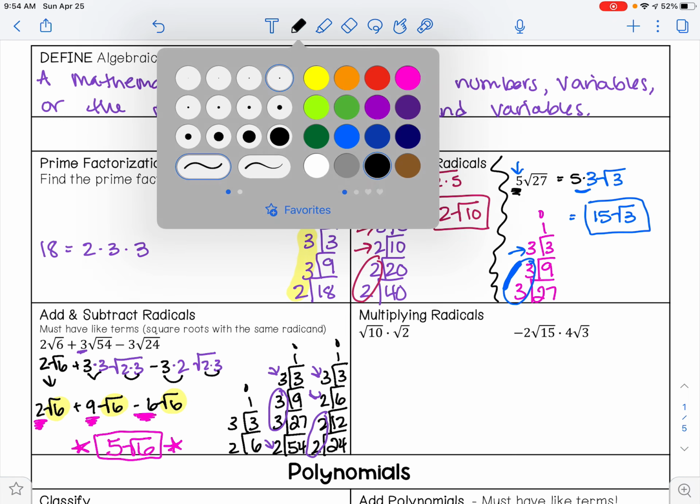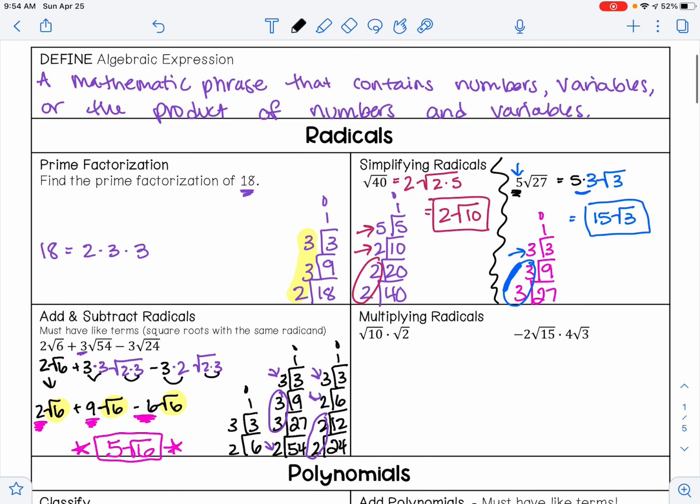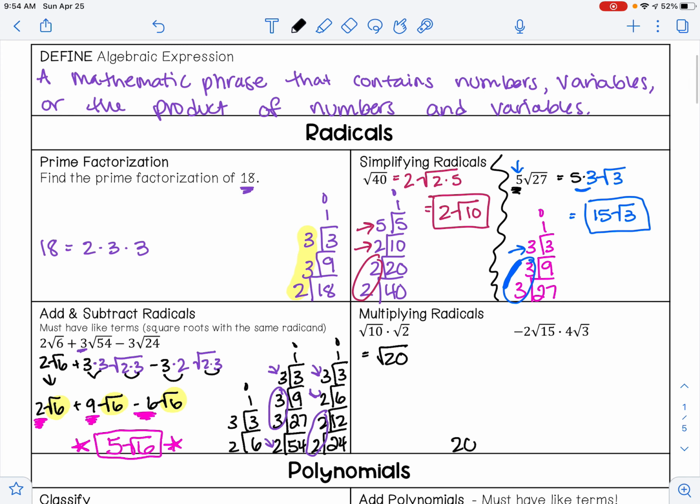To multiply radicals, you multiply the coefficients together and you multiply the radicands together. And then you want to simplify. So on this first example, I have the square root of 10 times the square root of 2. So that's going to give me the square root of 20 because 10 times 2 is 20. Once you multiply, then you want to simplify.